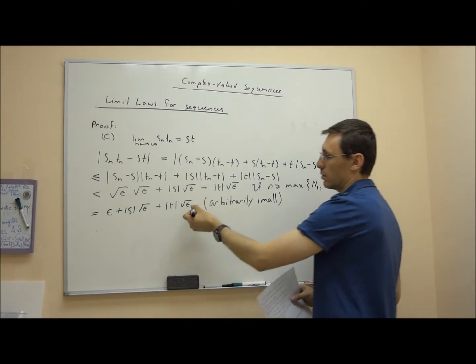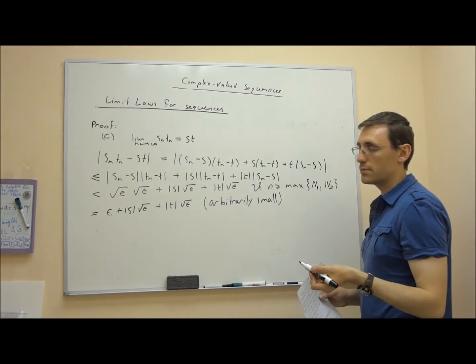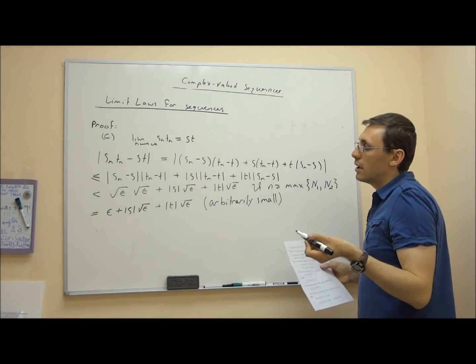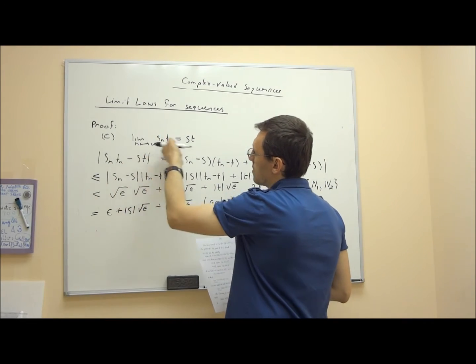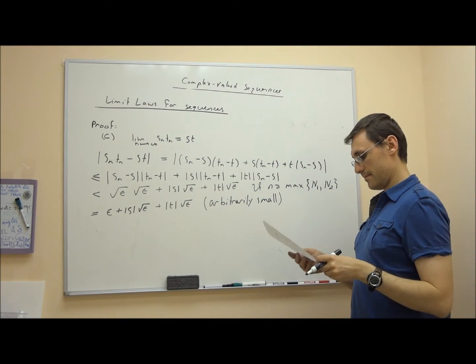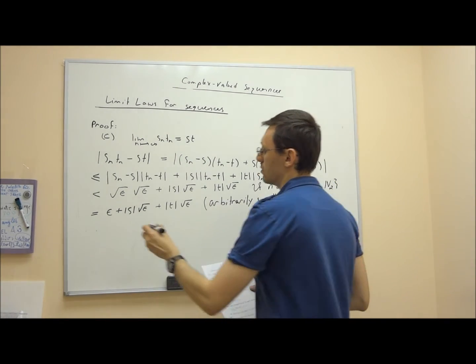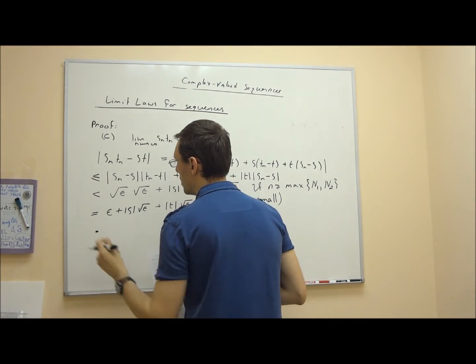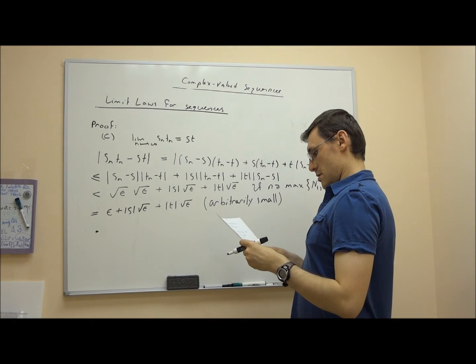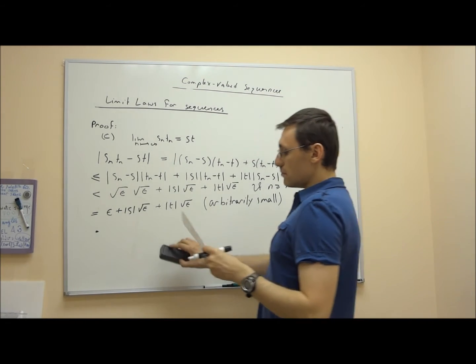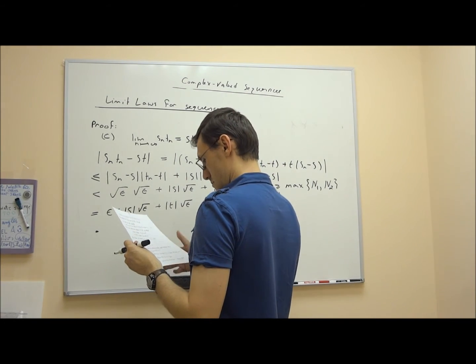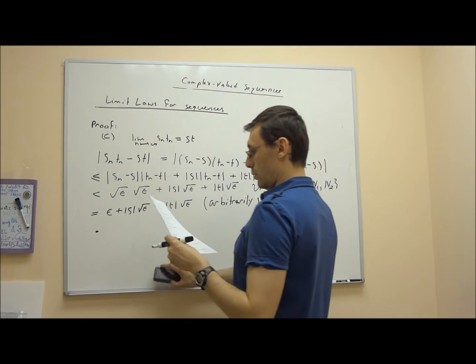Arbitrarily small. So if epsilon is small, then this quantity is arbitrarily small. It can be made smaller than any number. That implies that this sequence converges to ST. So that completes the proof. So let's now prove D.